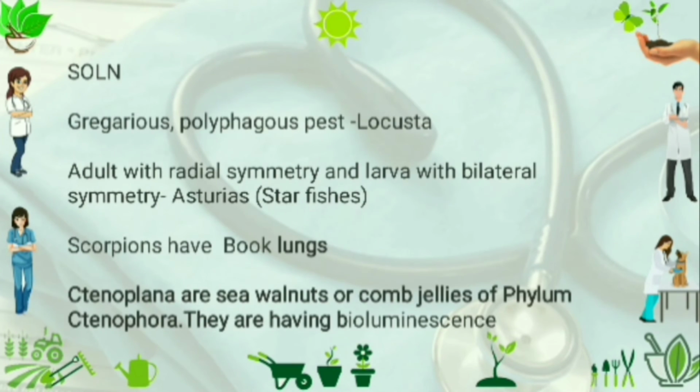Locust is a gregarious polyphagous pest. Adult with radial symmetry and larva with bilateral symmetry is starfish. Book lungs are related to scorpions. And as I said earlier, Ctenoplana are sea walnuts or comb jellies, which belong to the phylum Ctenophora. They show bioluminescence.